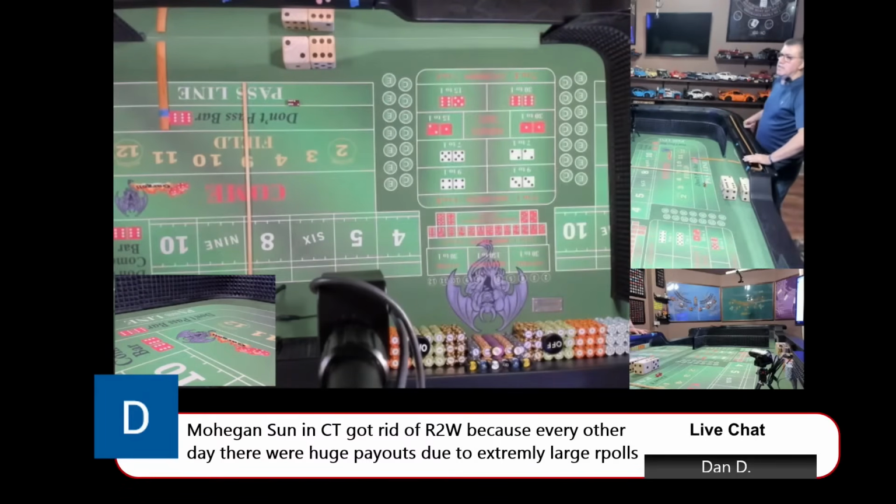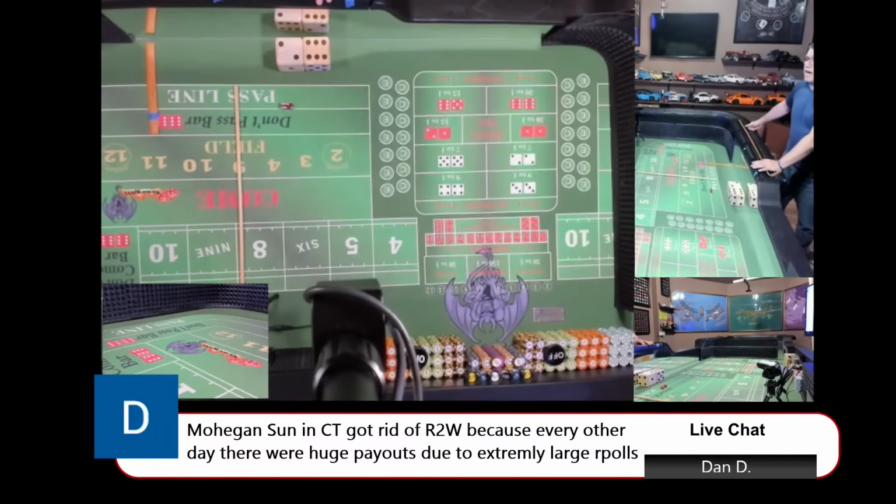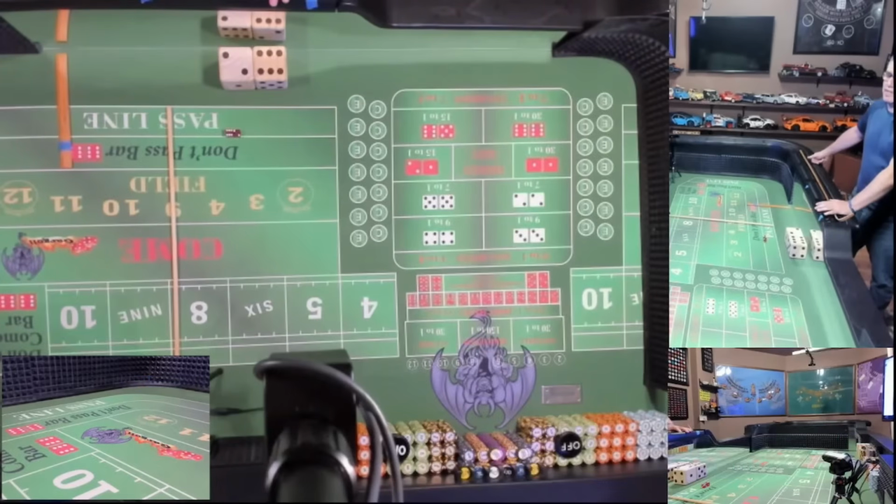Mohegan Sun in CT got rid of roll to win because every other day there were huge payouts due to extremely large rolls, I think he says. Yes, I can tell you, I've seen long rolls on the roll to win. I've had long rolls on the roll to win.